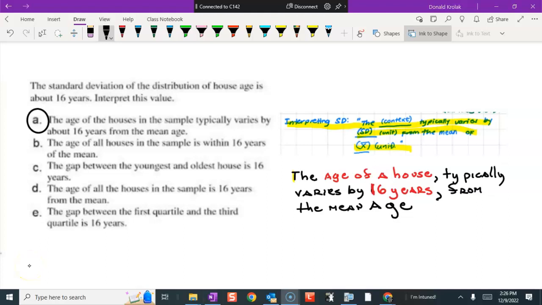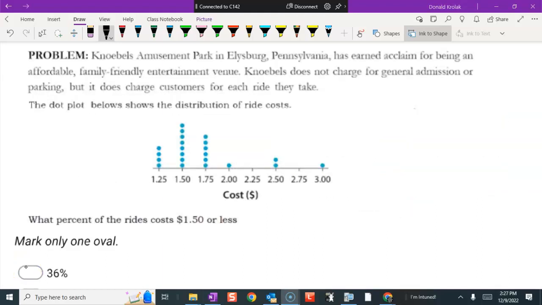Here's another hint. When you're looking at standard deviation, you're always kind of looking for this word typically. Okay, not all of them, but typically the majority of the ages are within 16 years above the mean or 16 years below.